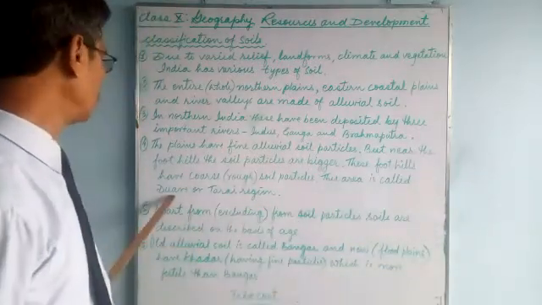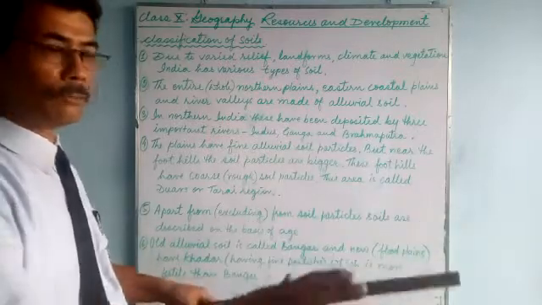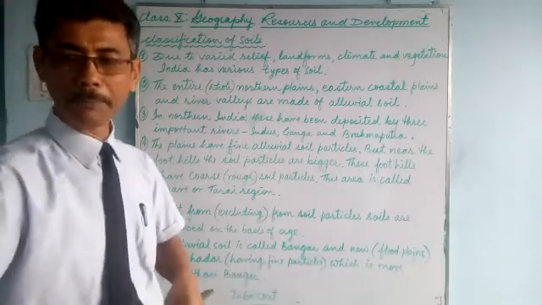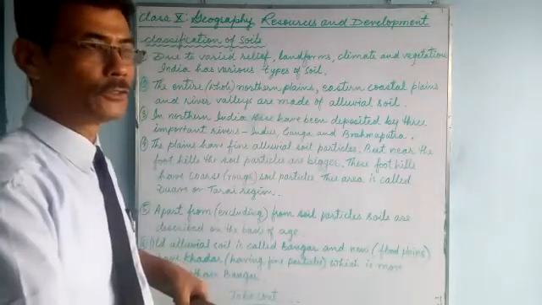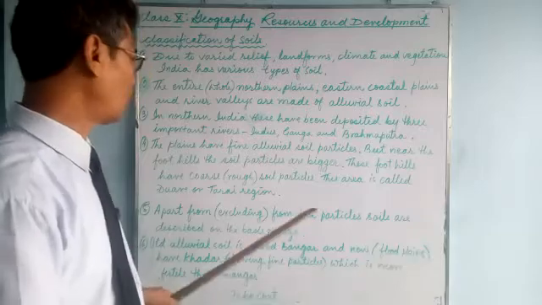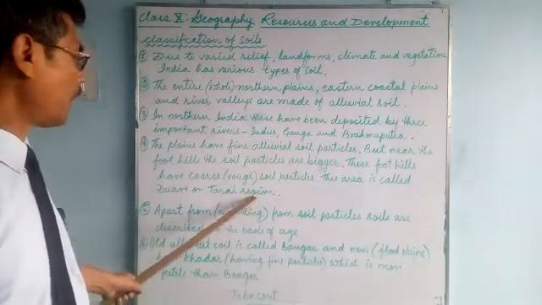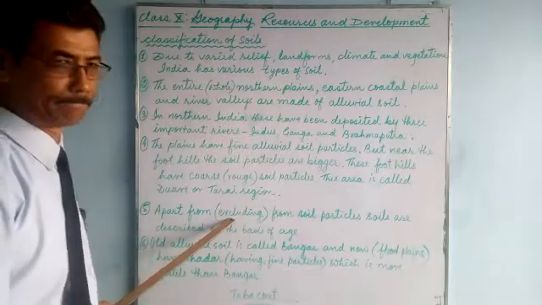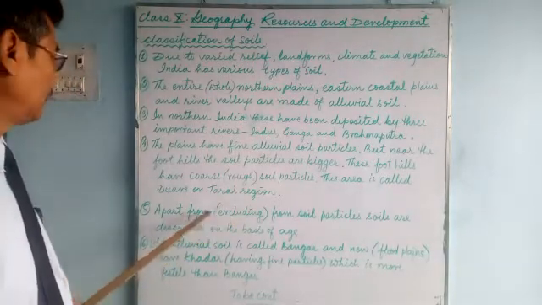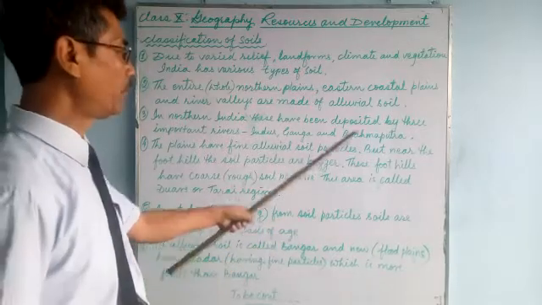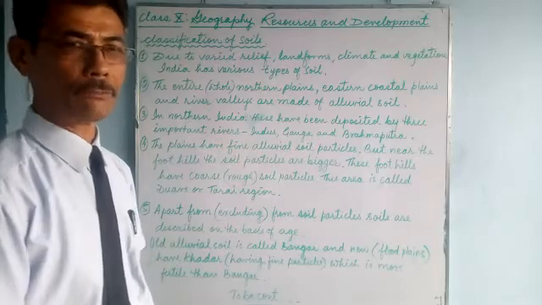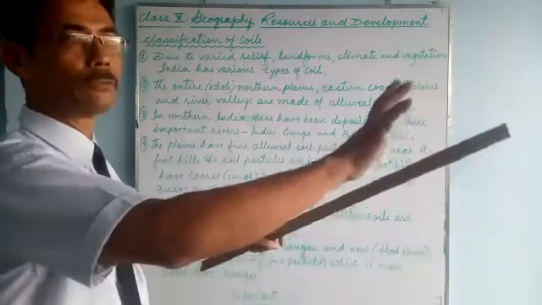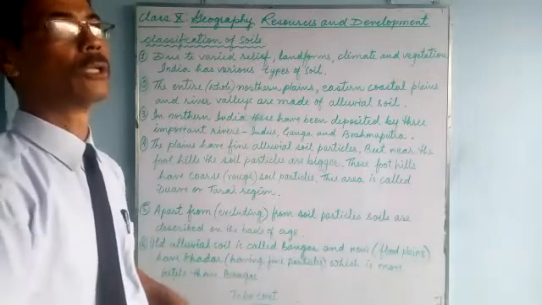This area is called Bhabar, or Terai region, near the foothills, where the soil particles are quite big, quite sandy, because fine particles are washed away by the river and deposited in the plains. So alluvial soil has fine particles and coarse particles having bigger grains. This region near the foothills is called Bhabar or Terai.